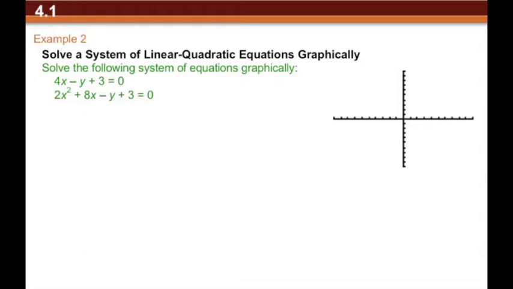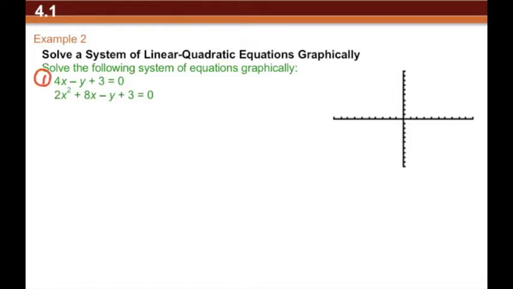So now that we have our own system of equations to solve graphically, we're going to rely on the graphing calculator to do this. It just makes life a little bit easier and allows us a more accurate representation of where that point of intersection is. So in order to use the graphing calculator, we need to have each equation with a y equals.